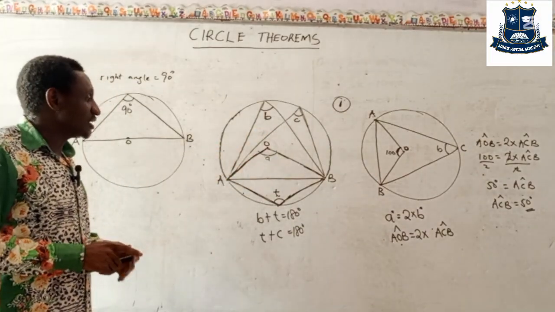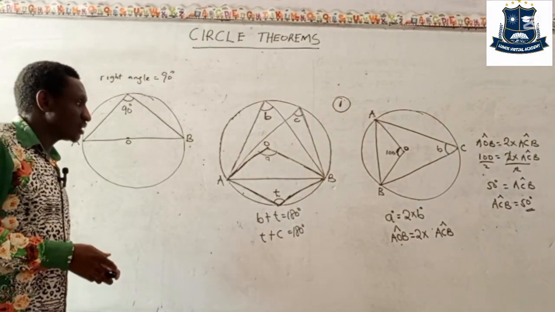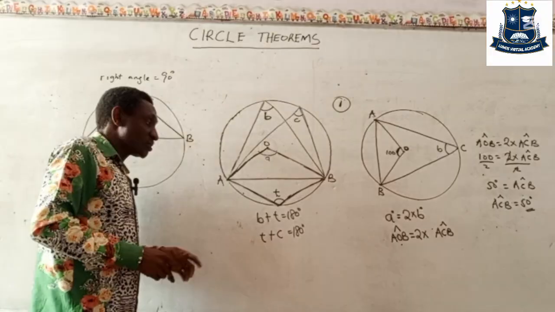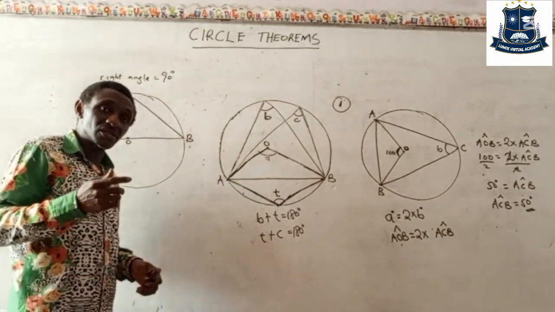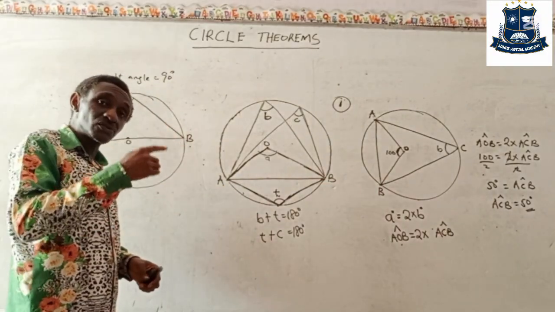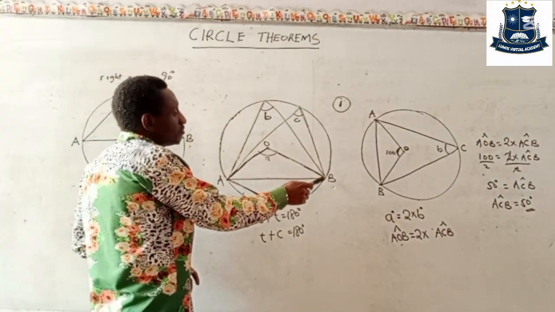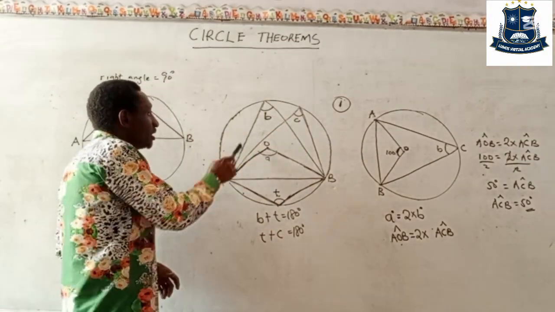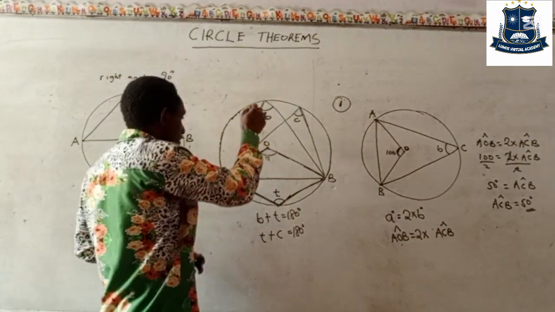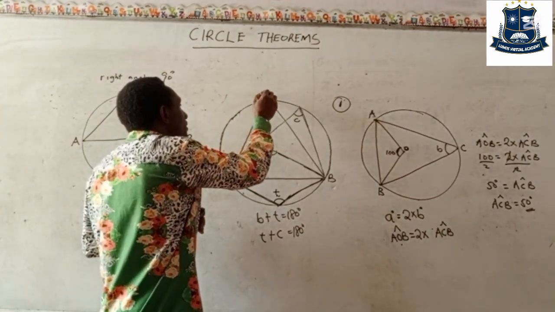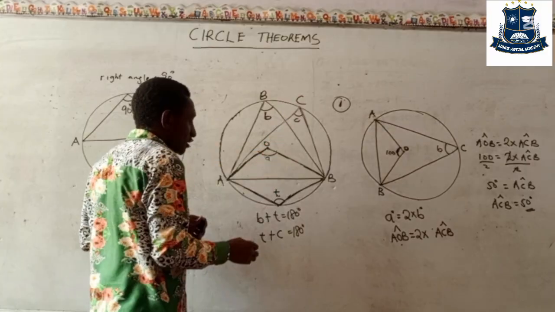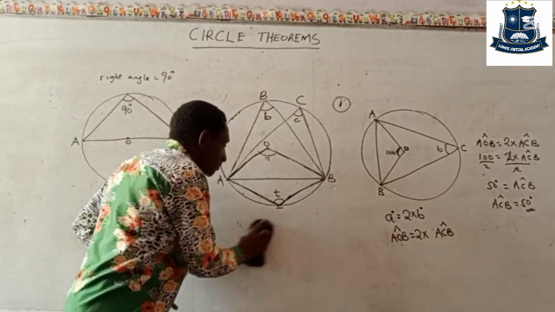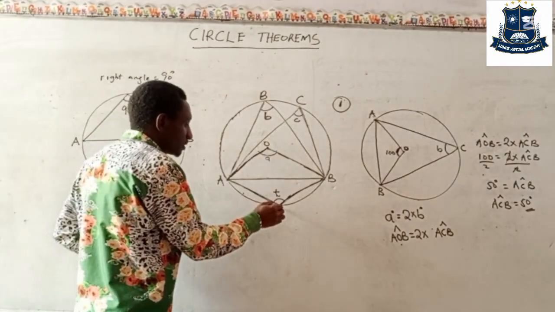Now if I ask you to identify the chord, because I've used this one as an example, you may say the only chord there is AB, but that's actually not the only chord there. A chord is a line that moves from circumference to circumference, not passing through the center. So you can see that BC is also a chord. Let me label this one A, this B, this C, and let me call this one capital T.